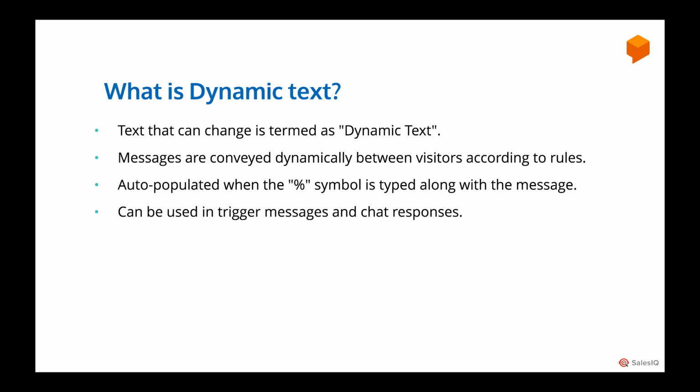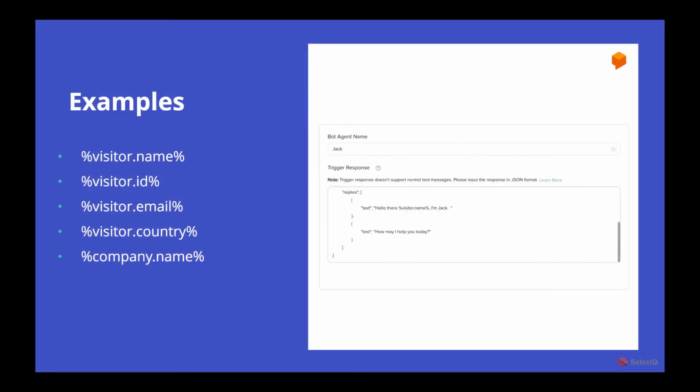The dynamic text is usually populated by using the percentage symbol typed along with the message. Zoho SalesIQ supports dynamic text in Dialogflow responses, so you can use dynamic text inside your trigger messages and your chat responses. These are some very commonly used examples of dynamic text in Dialogflow responses: visitor name, visitor ID, visitor country, company name, email, etc. You have a huge list of dynamic text responses that you can use. You can check them out inside our developer documentation.